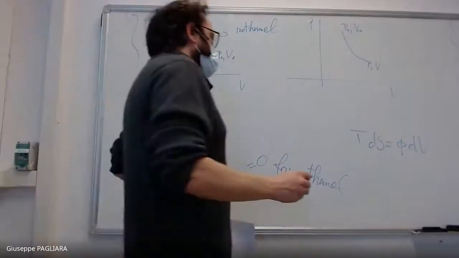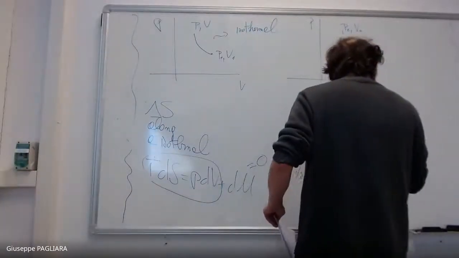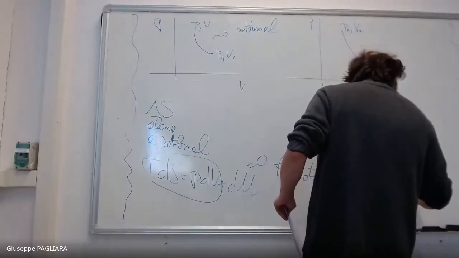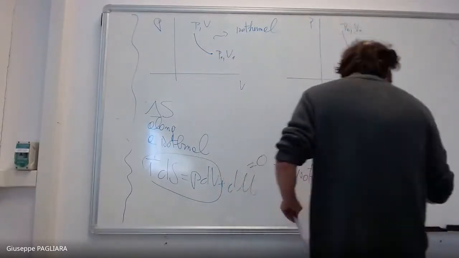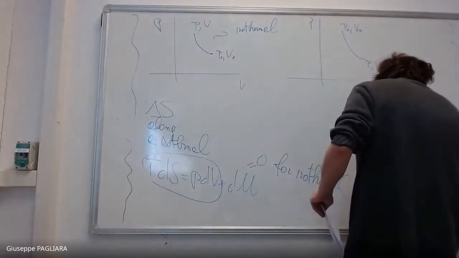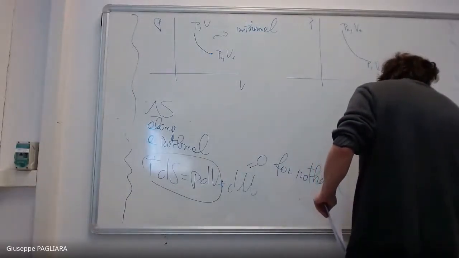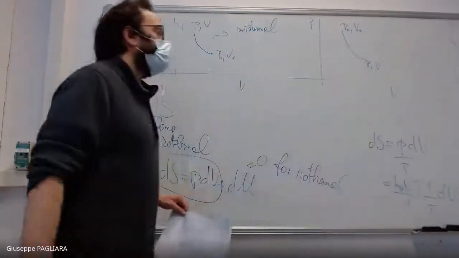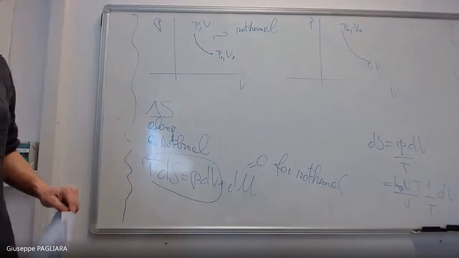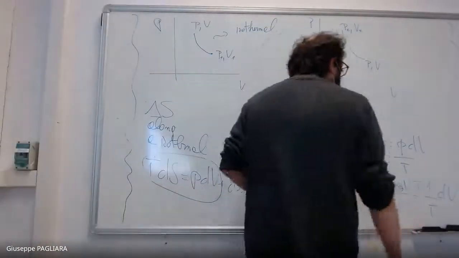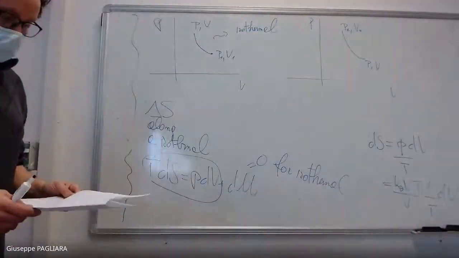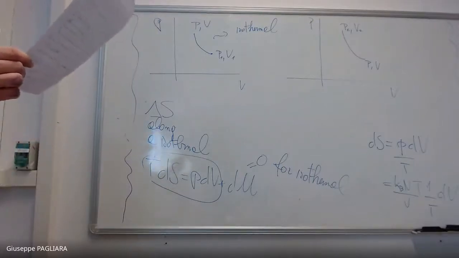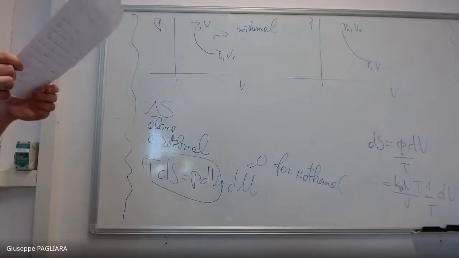And now I can write here T. What is P? It is N kB T divided by volume. Then there is 1 over T, and there is dV. Therefore, you see that dS is just, I can remove this temperature here, just N kB. Let me check if I got it correct.